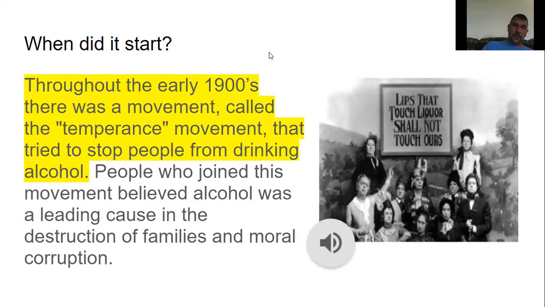Throughout the early 1900s, there was a movement called the temperance movement that tried to stop people from drinking alcohol. And there's some ladies here; you see, the sign says, "Lips that touch liquor shall not touch ours." People who joined this movement believed alcohol was the leading cause in the destruction of families and moral corruption. So they really wanted alcohol to be gone from people's everyday lives.